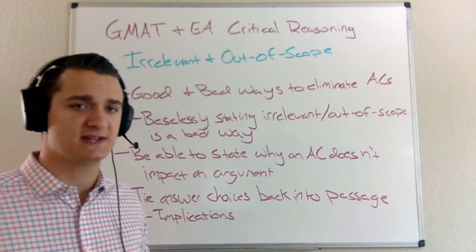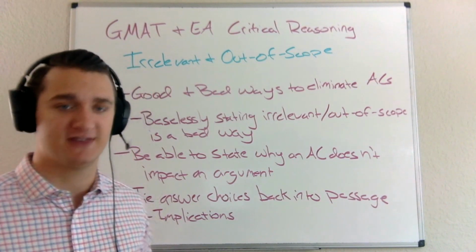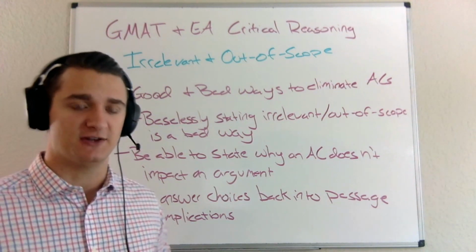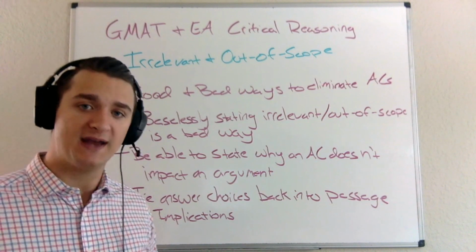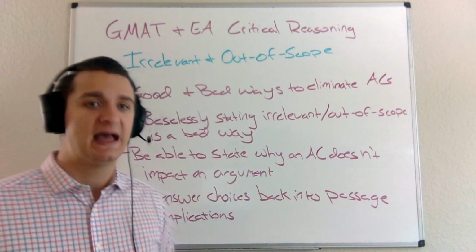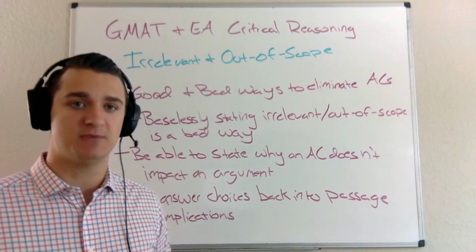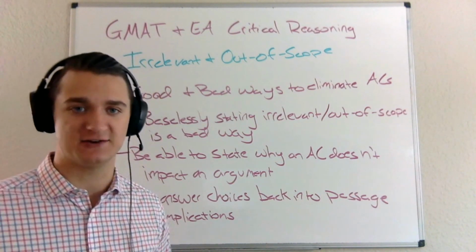So if something's truly irrelevant, you don't just want to say, well, that's irrelevant, that's out of scope. You want to be able to say, well, this doesn't have a huge impact on the argument for this reason, and be able to state why an answer choice doesn't impact an argument. If you're able to articulate that, then that's a much better reason to eliminate an answer choice than just saying, well, that's irrelevant or that's out of scope.